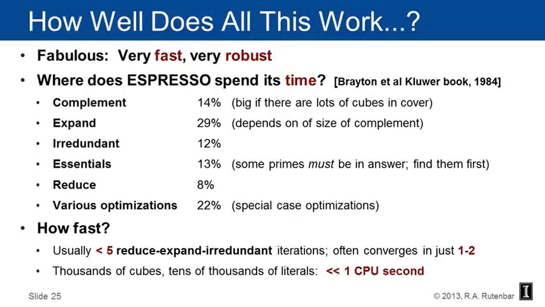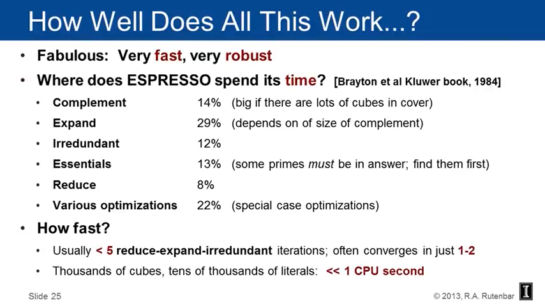Irredundant takes 12%. Essentials is a step we didn't talk about. Some prime implicants, some things in the cover, are essential. They have to be there. There's no other way that you can cover some ones in the input space. Turns out you can just go find them first and take them out of the problem, making the problem smaller. Reduce is quick. It's a cube by cube thing. It's 8%. And then there's a whole bunch of other optimizations that just try to get a little better answer.